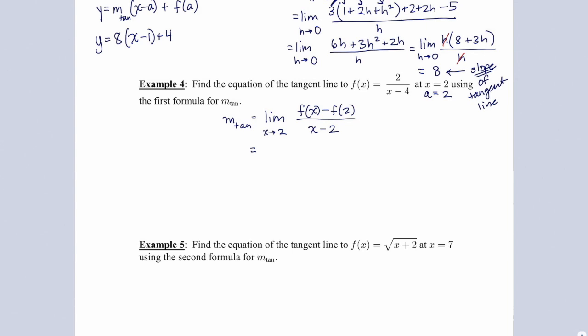And this will look like limit as x goes to 2. F of x is 2 over x minus 4. F of 2 is 2 over 2 minus 4, so 2 over negative 2, so negative 1. And x minus 2 is just going to stay x minus 2. I'm going to rewrite minus negative 1 as plus 1.